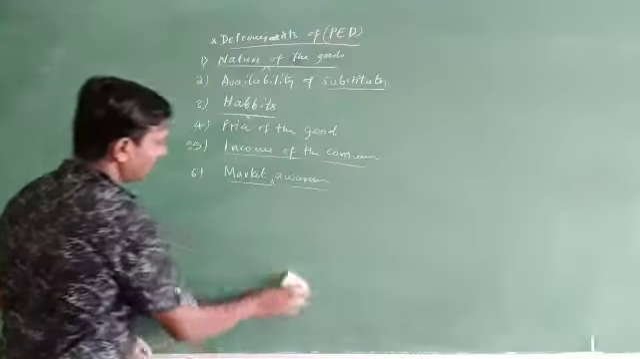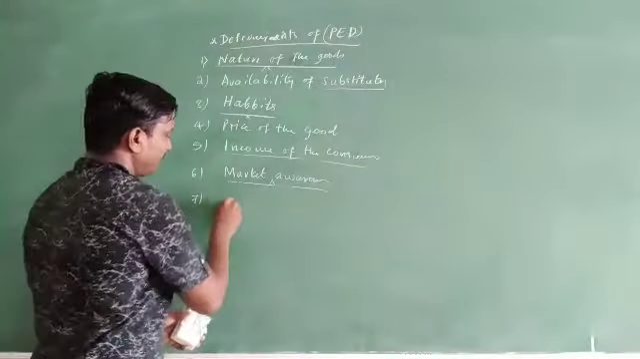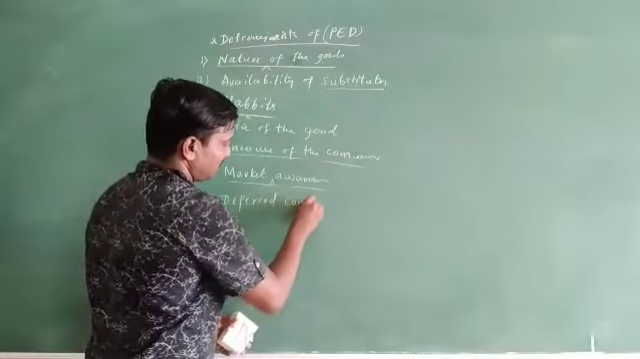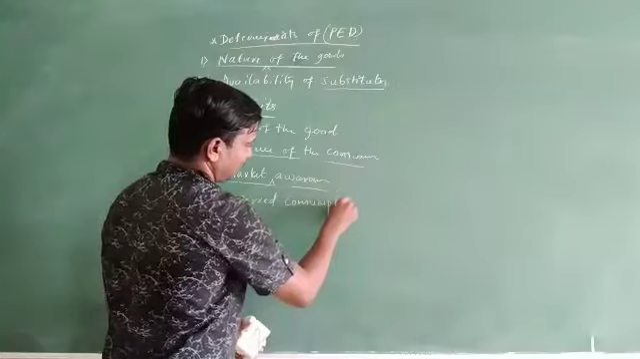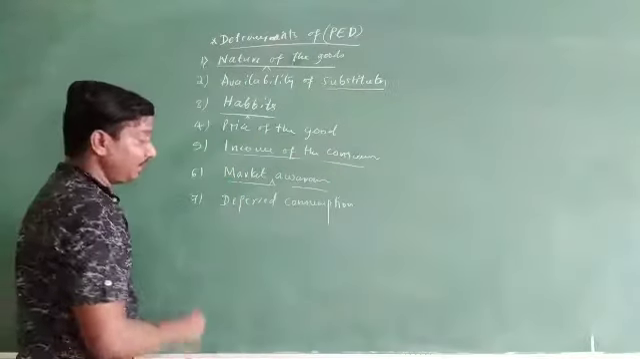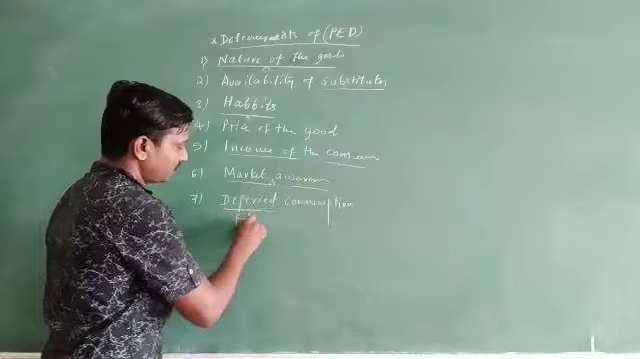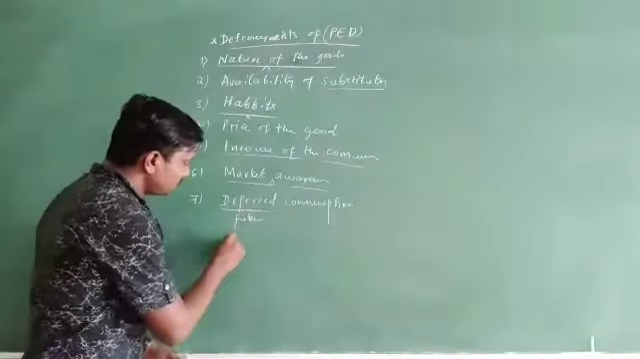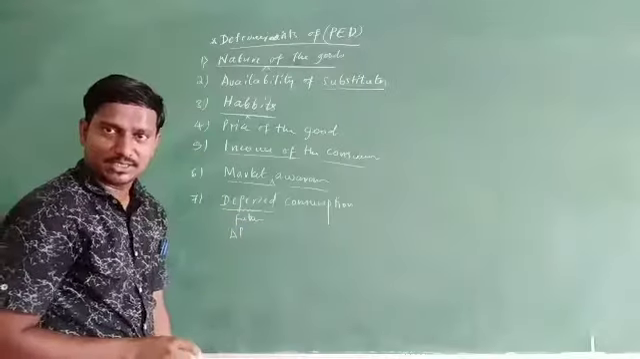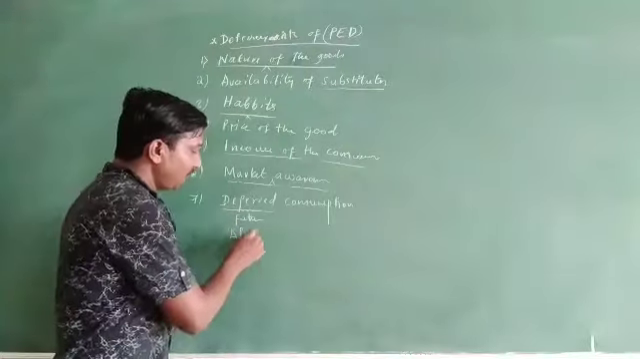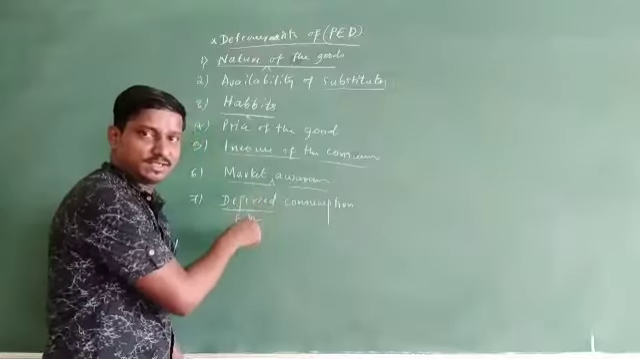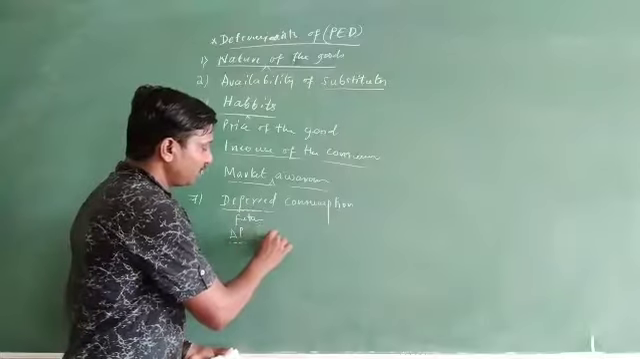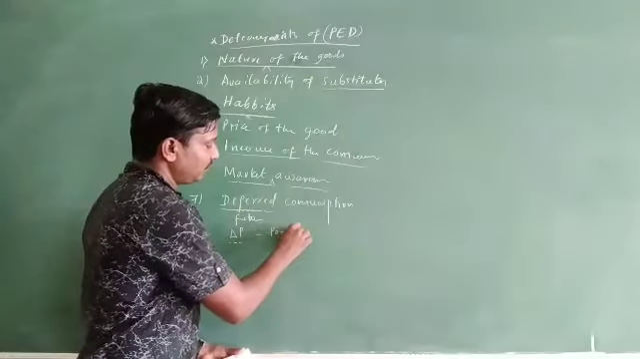Coming to the seventh one, that is deferred consumption. Deferred means future consumption, or which we can postpone to the future. So imagine there is a change in the price of a commodity. If we are very price sensitive and very aware of the price changes, then we can postpone that consumption to the future.